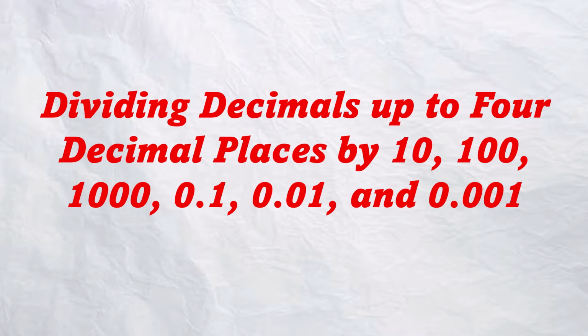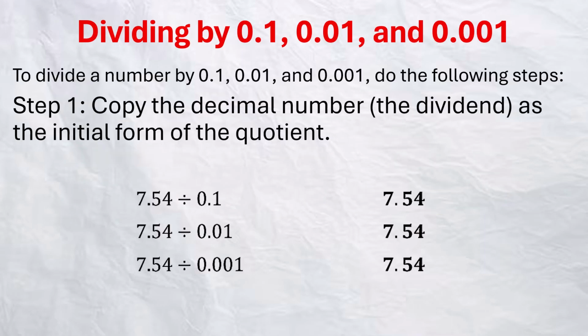For this lesson, we'll be discussing dividing decimals up to 4 decimal places by 10, 100, 1000, 0.1, 0.01, and 0.001. Let's start with dividing by 0.1, 0.01, and 0.001. So to divide a number using these divisors, we have to follow the steps.